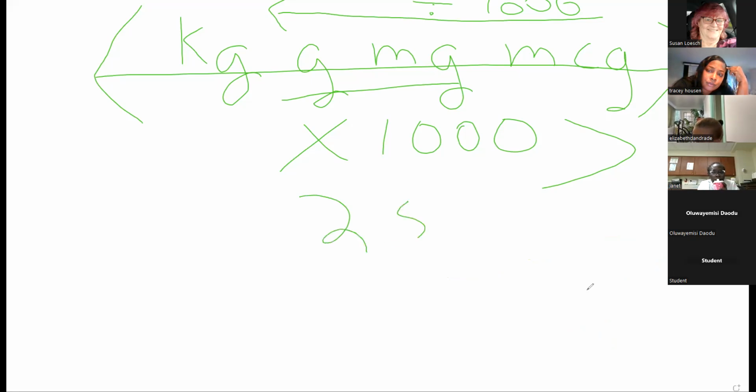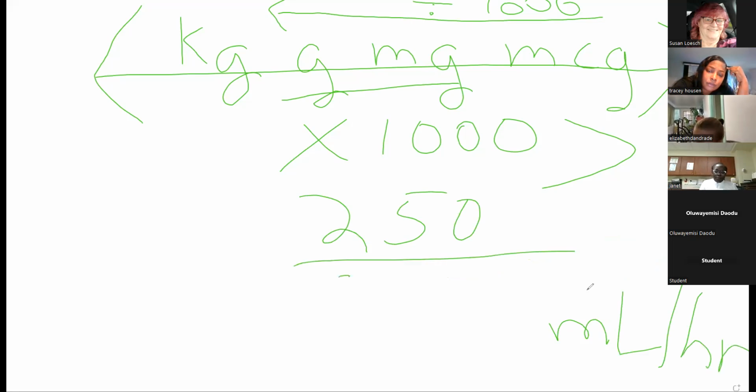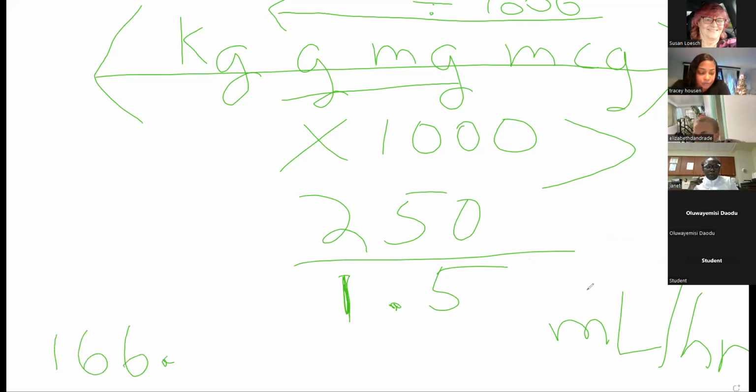Because it's asking for mLs per hour and everything is already in that format, I would personally leave it in that format. And you have 1.5 hours here. So 250 divided by 1.5 gives you 166.6, and it said rounded to a whole number, so that would be what? 167.